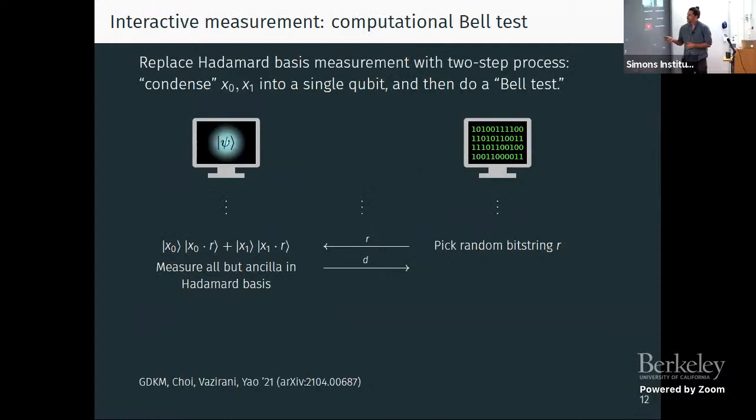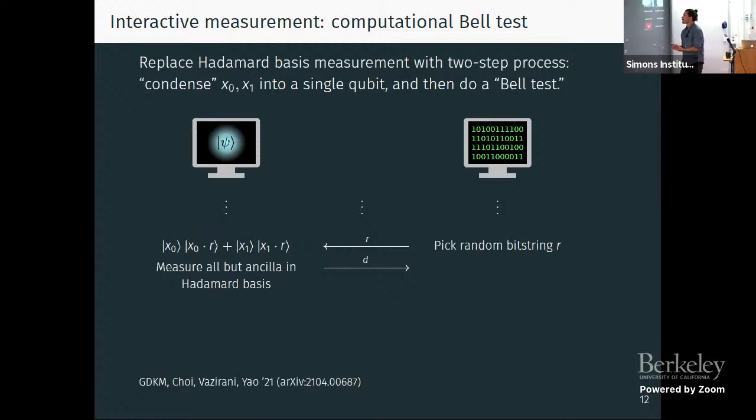So what we're going to do is add one more round of interaction in this case, and the 2 rounds are going to be the following. First, we're going to condense the information held in X0 and X1 onto a single qubit, and then we're going to do something that's the equivalent of a Bell test on this qubit. Which might seem kind of out of left field, but I'll explain what I mean by that. I like it. I think it's pretty cool.